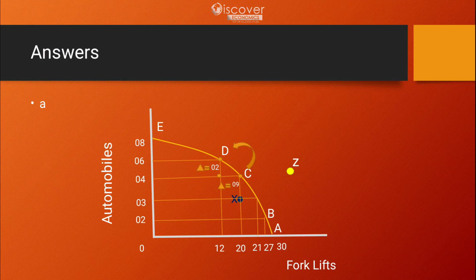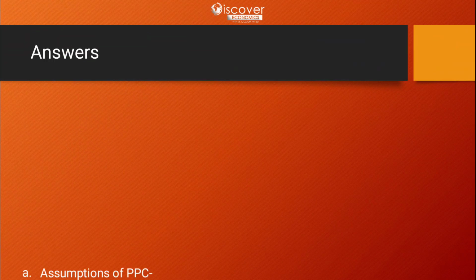First of all, we have put in the data. On one axis we have kept forklifts, on the other axis we have kept automobiles. We have drawn the curve that is concave to the origin, and here are the bundles A, B, C, D, E, and a point X, where we have read in the question that if we are producing 3 automobiles and 20 forklifts, what will happen? So this will be the point where the X mark is. This tells us less efficiency of the economy, and point Z is telling us that we have done more than what the resources we had allow. So this is telling more efficiency.